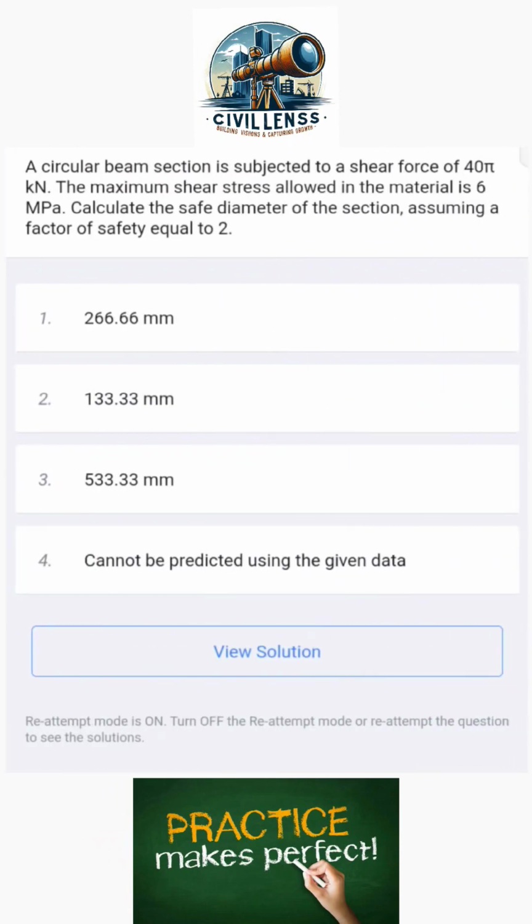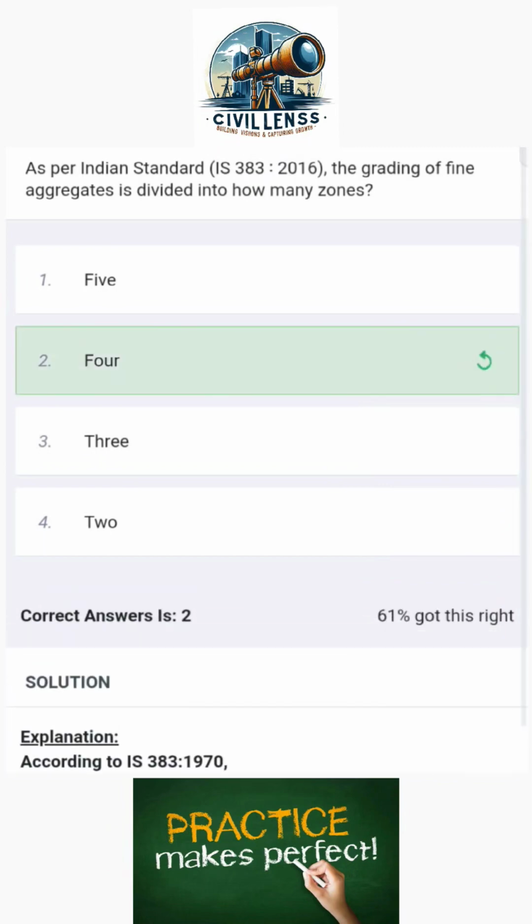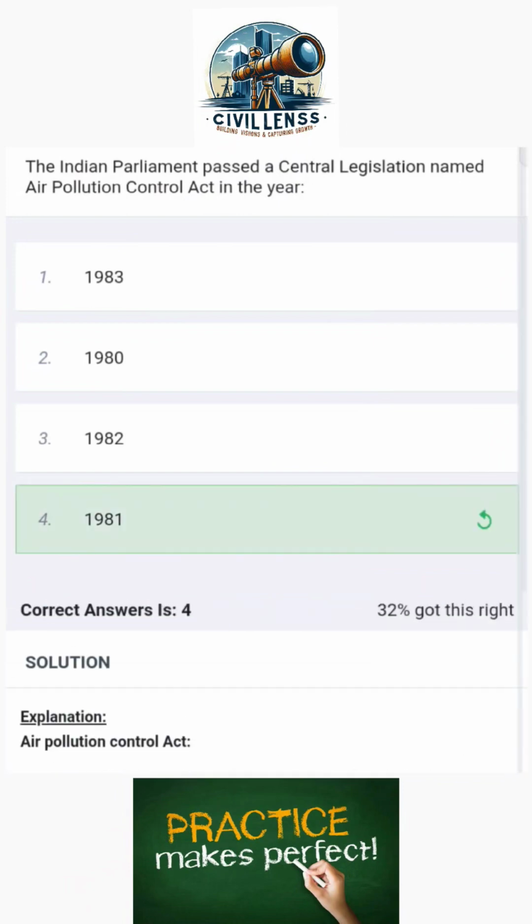A circular beam is subjected to a shear force of 45 kilonewtons. The maximum shear stress allowed as per Indian standard. The grading of fine aggregate is divided into how many zones? It is 4 zones. The Indian Parliament passed a central legislation named Air Pollution Control Act in the year 1981.